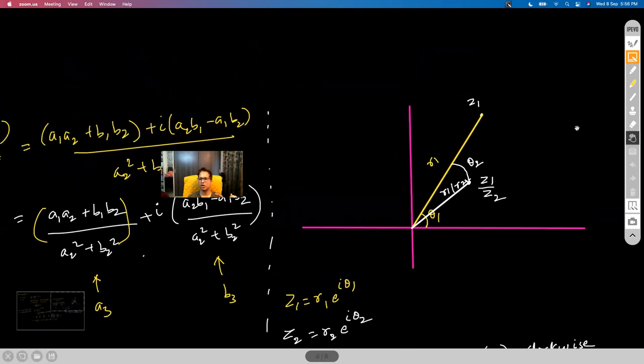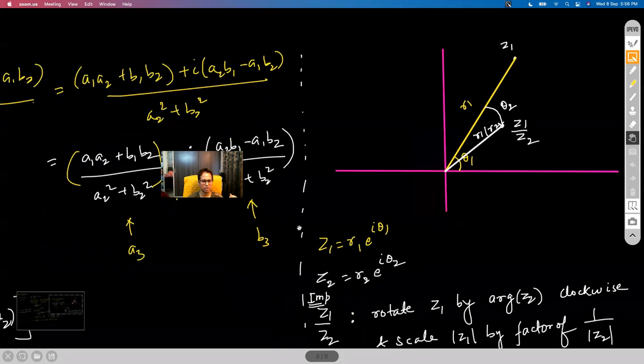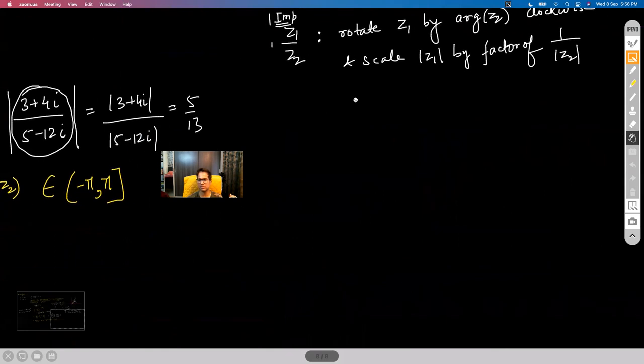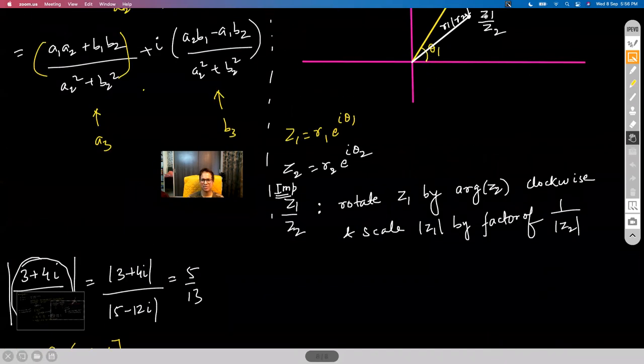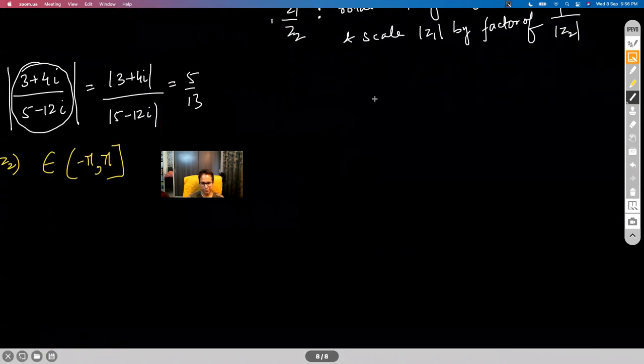Now, another interesting insight that we should all have here. The length of any complex number, meaning the distance of that complex number from the origin, will be the mod of that complex number. So if you're talking about this length, it's R1 by R2 only, no? R1 by R2 is mod. Yeah. Now see, very important.